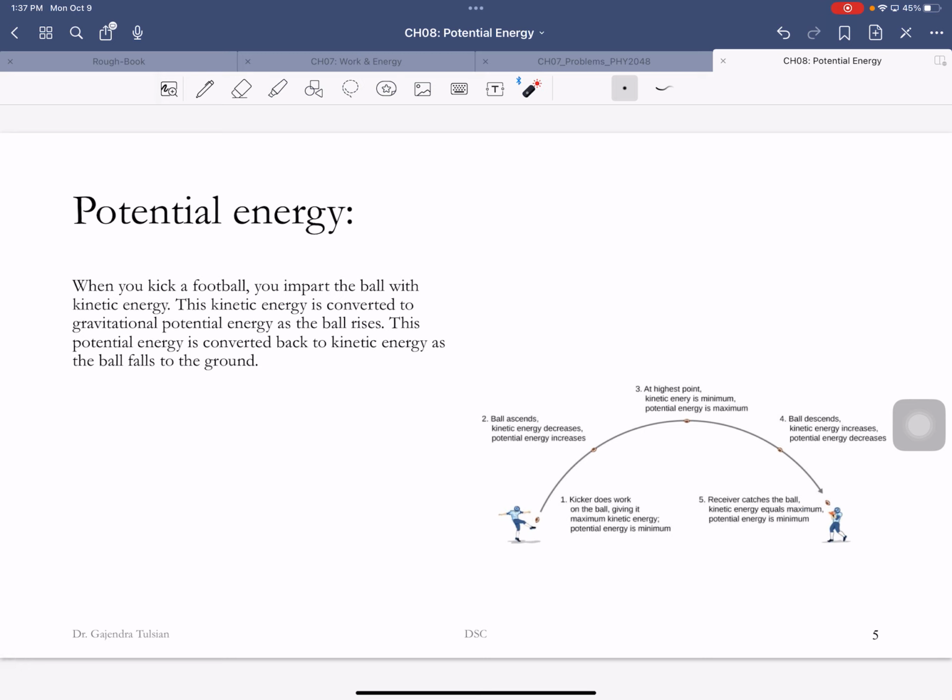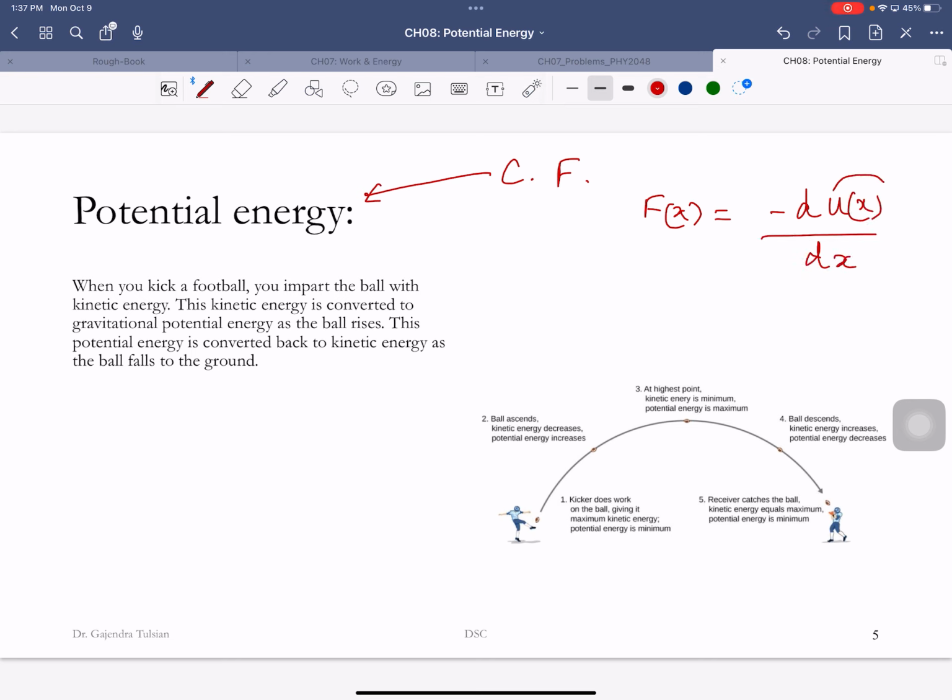So for a conservative force, spring, gravity, and electrostatic force, you can define the potential energy function, and you already know what that potential energy function is. This guy is the potential energy function, and this guy is the conservative force. So gravity is a conservative force, and so you can define gravitational potential energy.